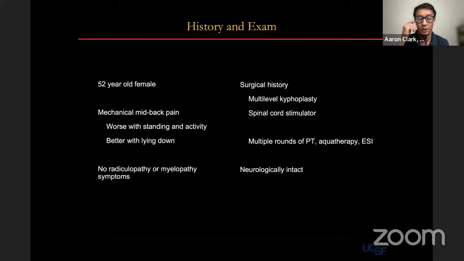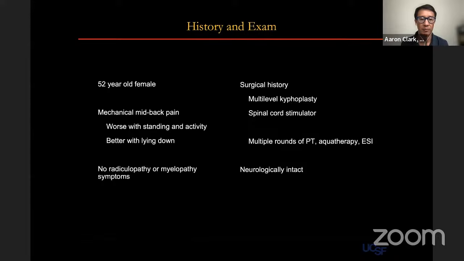Yeah, thank you very much, Alekos. I think in contrast to the previous cases, we'll touch on some of the challenges of taking care of a patient with Scheuermann's kyphosis as an adult. When I first evaluated this patient in clinic, she was 52 years old. Similar to the classic presentation, she had very severe and debilitating mechanical mid-back pain. It was worse with activities and improved with laying down.